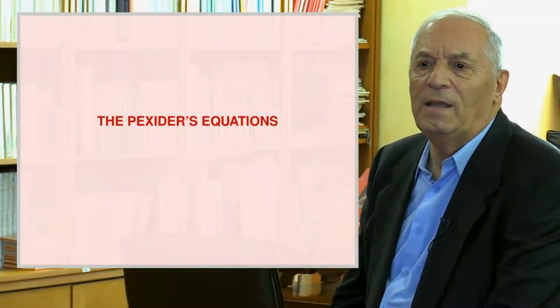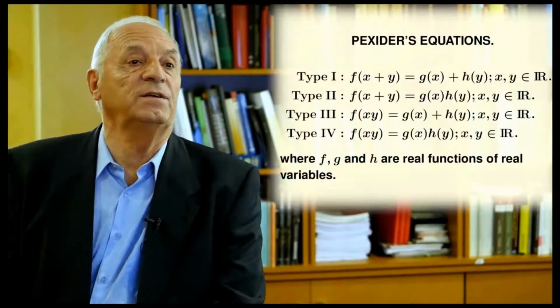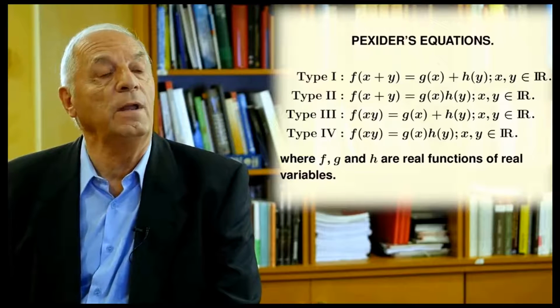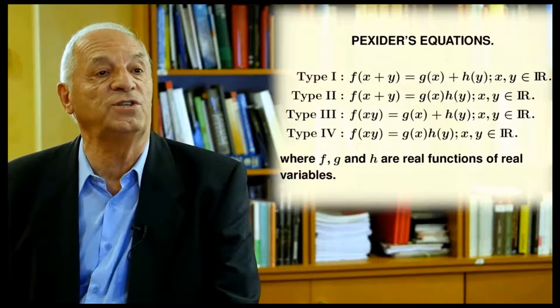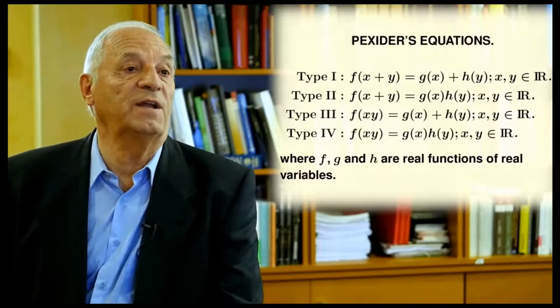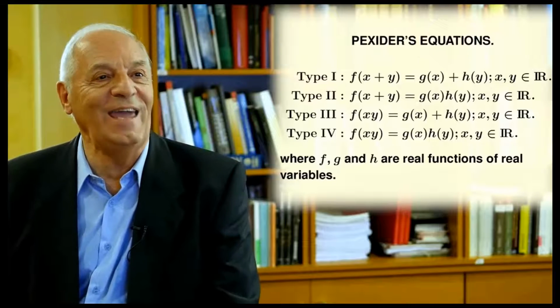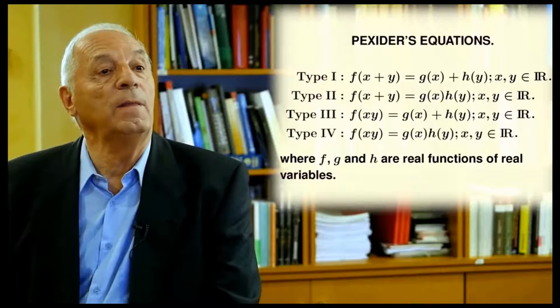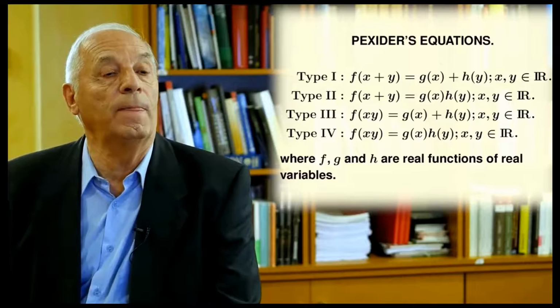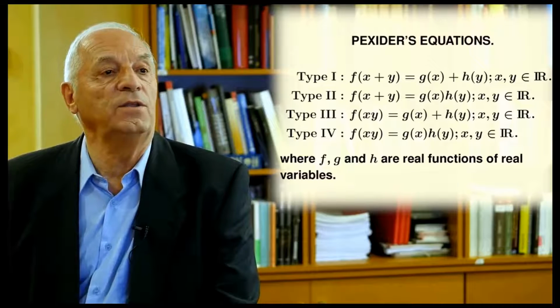Next, we deal with Pexider's equation, which generalizes the Cauchy's equation. Pexider generalized these equations using in the second member not the same function but two different functions, g and h. So the first Pexider equation is f of x plus y is equal to g of x plus h of y. And then you can play also with the plus sign and change it with a dot or with the product, and then you get the four Pexider equations, which are very well known, and we know the solution.